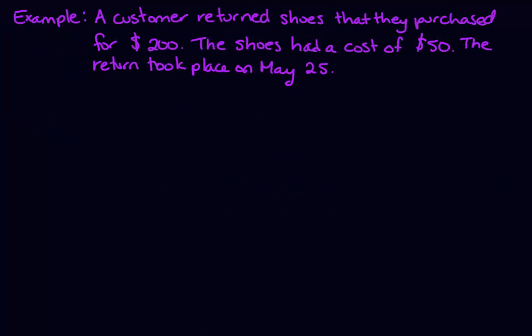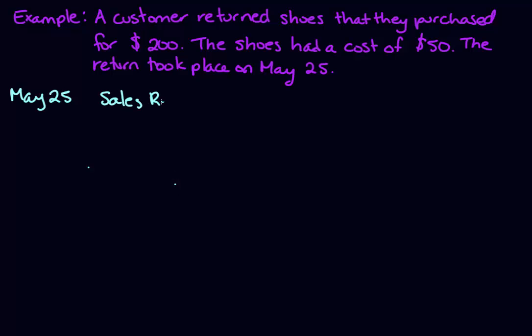So continuing on with our example, a customer returned shoes that they purchased for $200, and the shoes had a cost of $50. And that cost refers to when we originally bought them from our supplier. The return took place on May 25th. So when we receive shoes back from a customer, we actually put those shoes back into our warehouse or back into our sales floor. So two journal entries are going to take place.